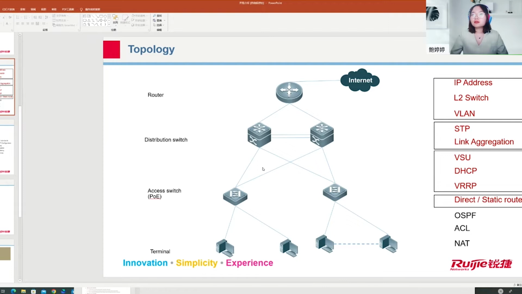The first one is direct routing, the second one is static routing, and the third one is dynamic routing. About dynamic routing, we also have lots of different protocols, like RIP, OSPF, IS-IS, BGP, and so on. Today we will discuss OSPF: how OSPF works to get the correct routing information and let the devices help the terminal or the host forward the traffic successfully.